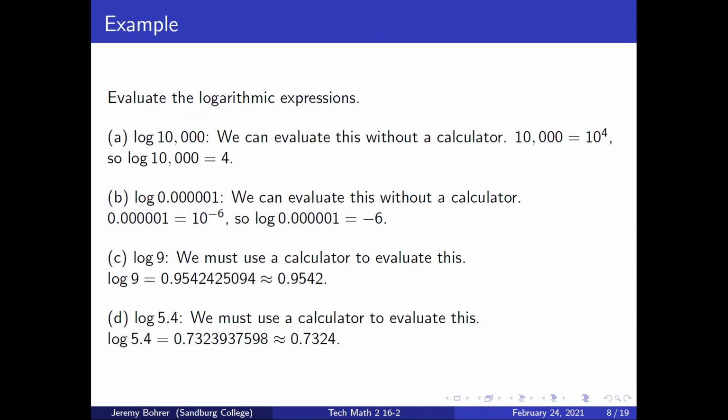Evaluate the logarithmic expressions. Log of 10,000, we can evaluate this without a calculator. 10,000 equals 10 to the fourth, so log 10,000 is 4. Log of 0.000001, we can evaluate this without a calculator. 0.000001 is 10 to the negative 6th, so log of 0.000001 is negative 6.